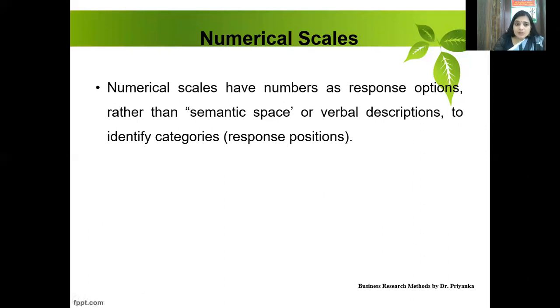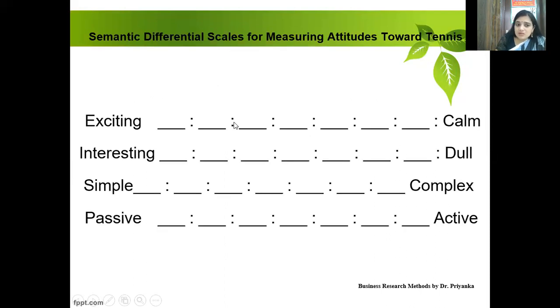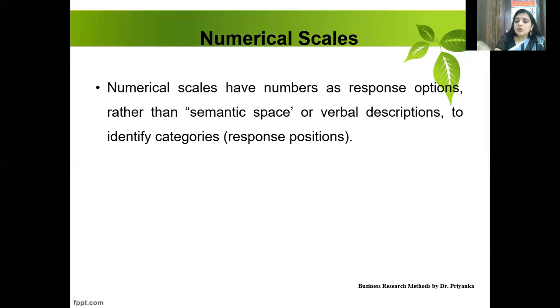Then there are numerical scales. When we were talking about the Likert scale, we were not actually talking about numerical scales. We were just normally talking about a scale. When it is about numerical scales, we are using numbers while considering the scales. Numerical scales have numbers as response options rather than semantic space or verbal descriptions. It would not have semantic space like in the previous scaling, or verbal descriptions like we had in the Likert scale to identify categories or response positions.